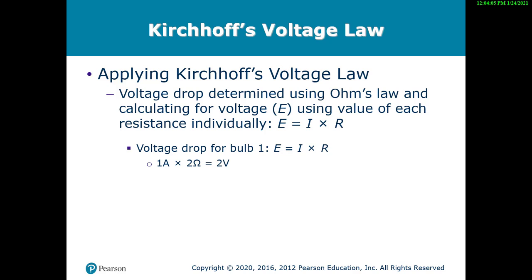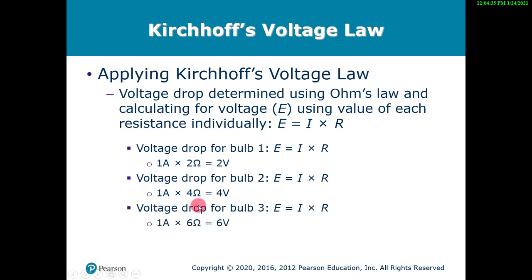So the voltage drop for bulb 1 would be the amps, which are 1 amp, times the 2 ohm bulb, which would give us a 2 volt drop. Bulb 2, because it has a 4 ohm resistance in it, we multiply it by our 1 amp of current that's flowing through the circuit. That gives us a 4 volt drop.